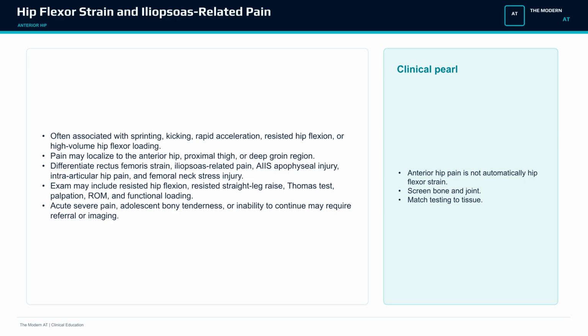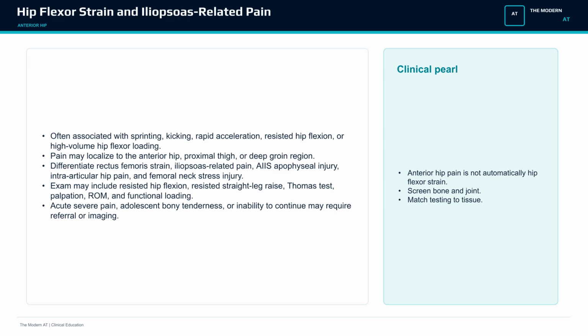Hip flexor and iliopsoas-related pain often follows sprinting, kicking, rapid acceleration, resisted hip flexion, or high-volume hip flexor loading. Pain may be anterior hip, proximal thigh, or deep groin. During the exam, assess resisted hip flexion, resisted straight leg raise, hip extension mobility, Thomas test position, palpation, gait, and functional loading. The important caution is that anterior hip pain is not automatically a hip flexor strain.